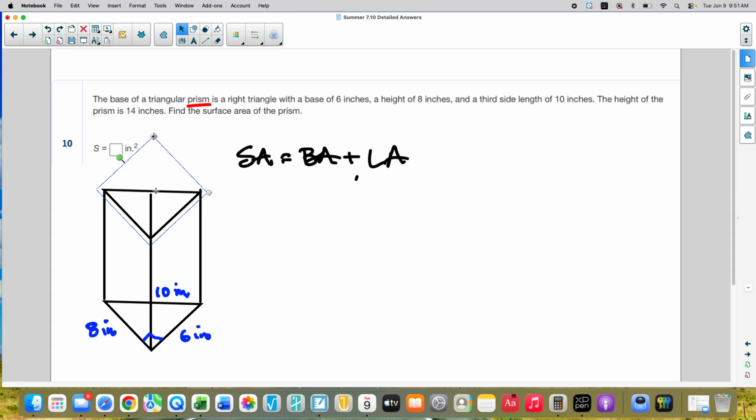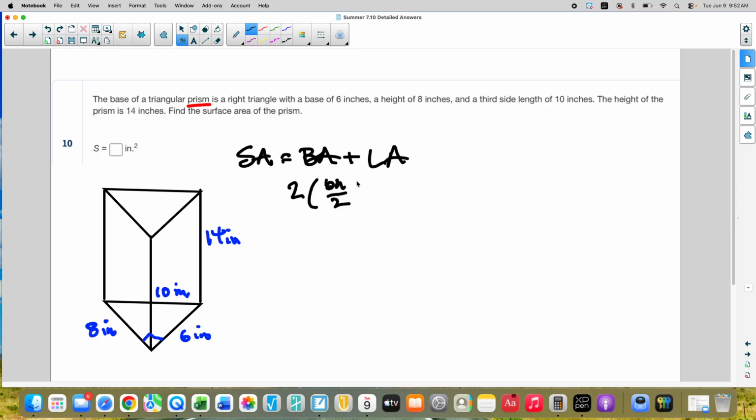Duh. Mr. Mac. Silly Mr. Mac. Okay. And the height is 14. And now we get 2 base area, right? Oh, sorry. So we get 2, the base area is going to be 2 times base times height divided by 2 plus the lateral area, which is going to be the perimeter times the height. So the 2's will cancel.